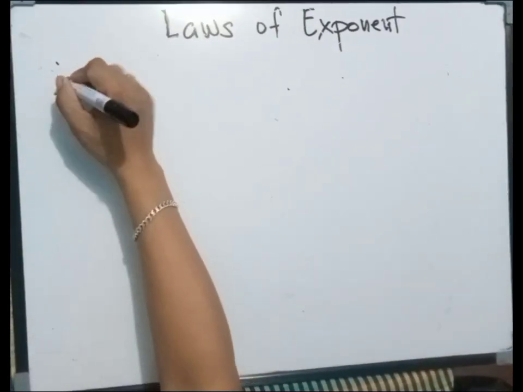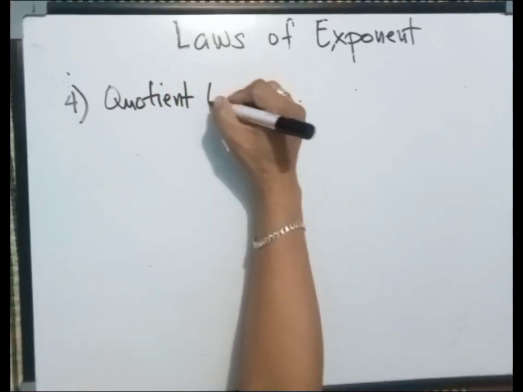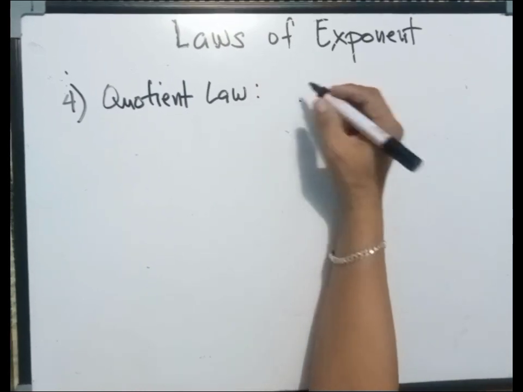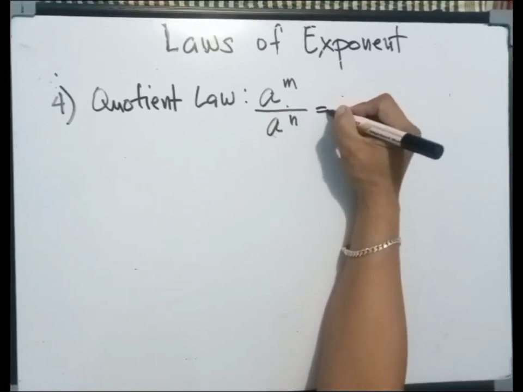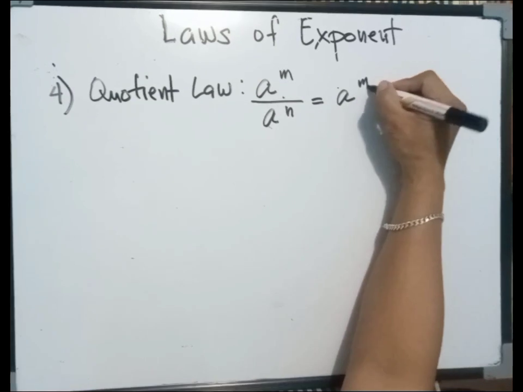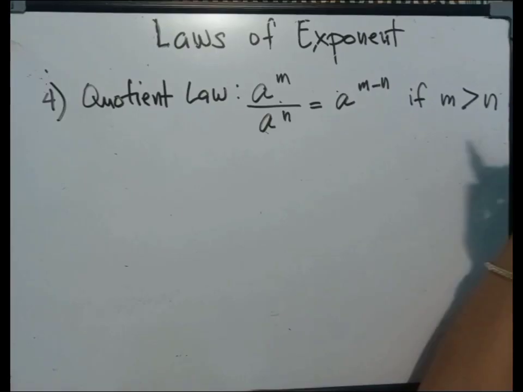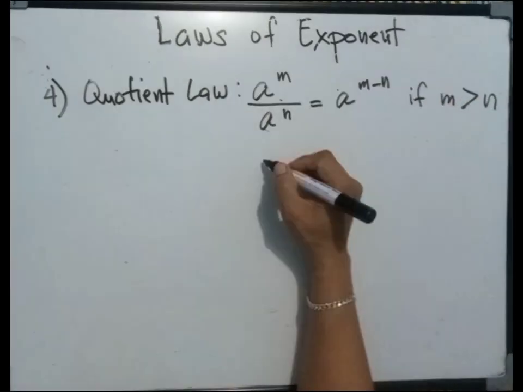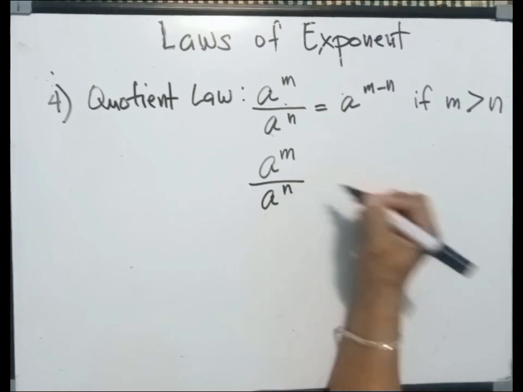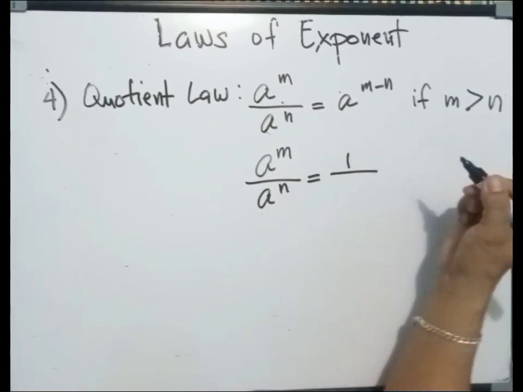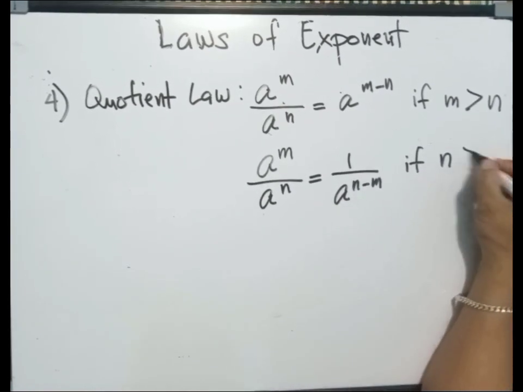The next law of exponent, number 4, is the quotient law. It states that a raised to m divided by a raised to n is equal to a raised to m minus n if m is greater than n. That is the first case. The second case is if a raised to m divided by a raised to n, it is equal to 1 over a raised to n minus m if n is greater than m.